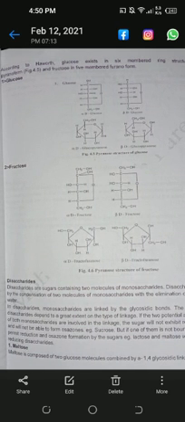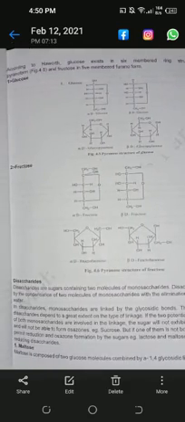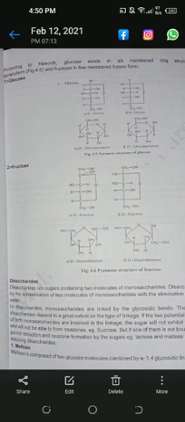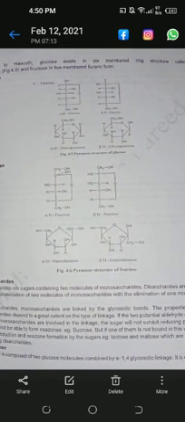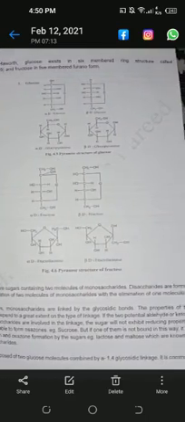Disaccharides are sugars containing two molecules of monosaccharides. Disaccharides are formed by the condensation of two molecules of monosaccharide with the elimination of one molecule of water. In disaccharides, monosaccharides are linked by glycosidic bonds. The properties of the disaccharide depend to a great extent on the type of linkage.